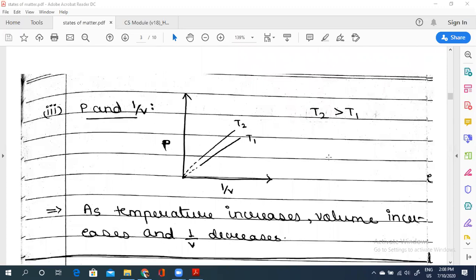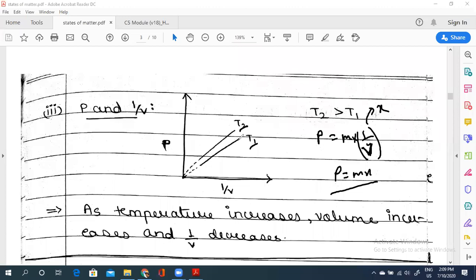Now this is the graph between P and 1 by V. ठीक है? P and 1 by V. So P is equal to M into 1 by V. Yes or no? Where M is a constant. Yes. Now if you consider 1 by V as another variable, X, so P is equal to Mx, where X is 1 by V. So this is your straight line passing through origin. Yes or no? Tell me. Yes. And the slope is your temperature.